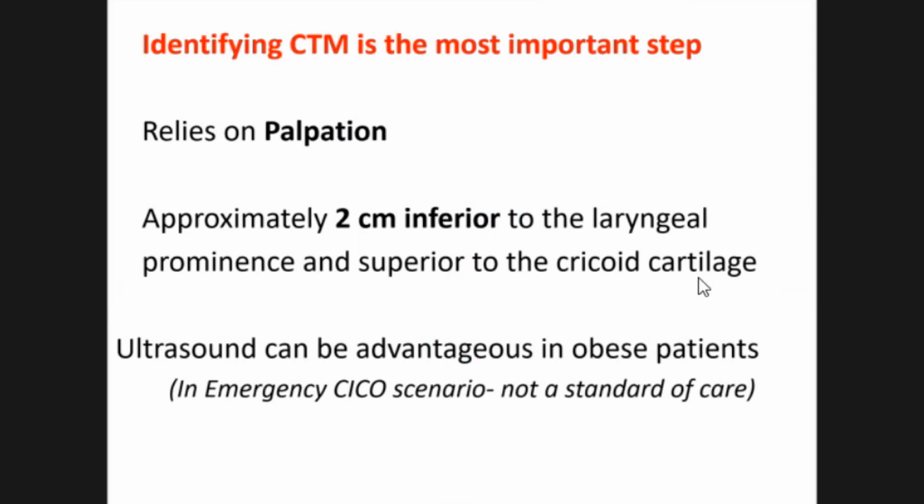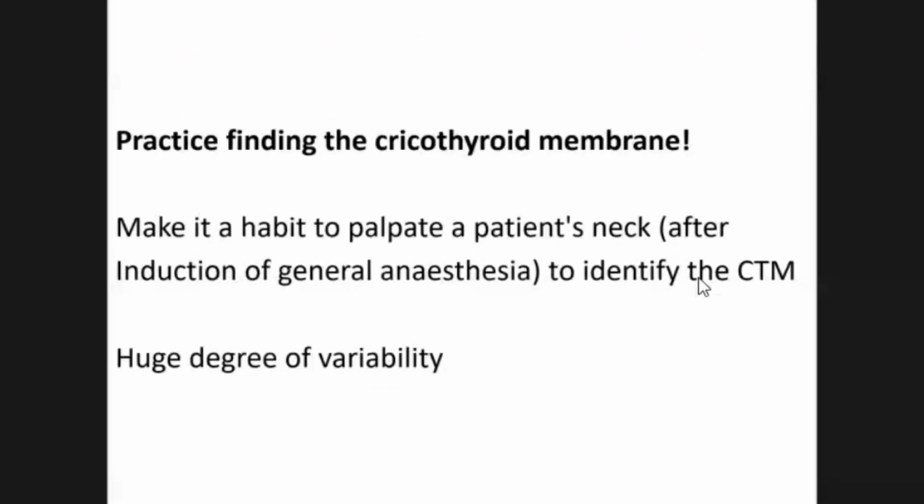As I told you, identifying the CTM, the cricothyroid membrane, is the most important step. This mainly relies on palpation, approximately 2 centimeters below the laryngeal prominence, and superior to the cricoid cartilage. Ultrasound can be advantageous, but we will not have time for ultrasound because, as I was telling you, this is an emergency scenario and the patient's oxygenation will be rapidly falling. So we don't have time for this. It's mainly palpation.